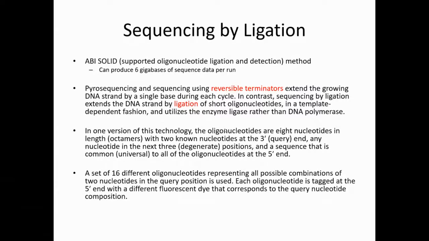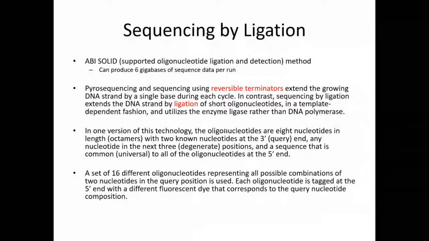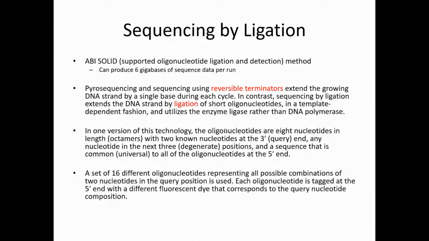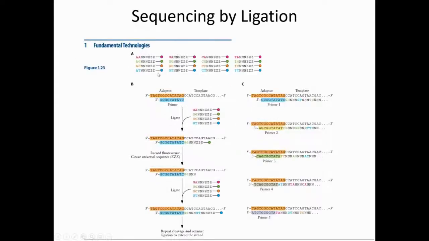And then you should have a set of 16 different oligonucleotides representing all possible combinations of 2 nucleotides in the 3' query end. So you can have AA, AC, AG, AT, CA, CC, CG, CT, and TA, TC, TG, TT, GA, GC, GT, GG. So 16 combinations. So you need to have 16 different oligonucleotides, all right?